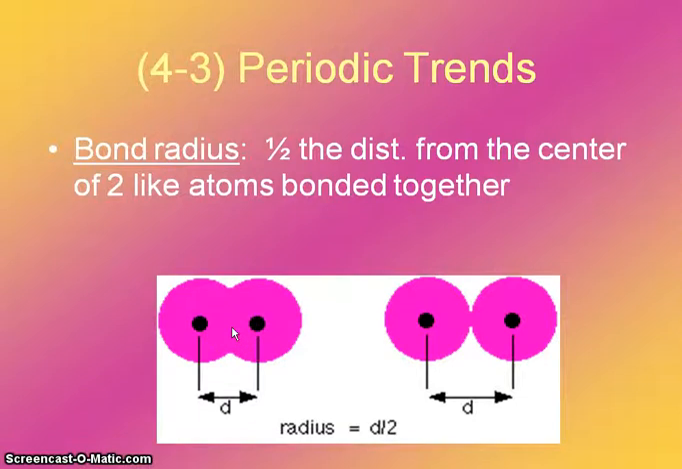Another radius mentioned in your book is called van der Waals radius, and it's similar except it's going to be two adjacent non-bonded molecules that you're trying to measure the distance for. And these generally aren't as precise as the regular bond radius is.